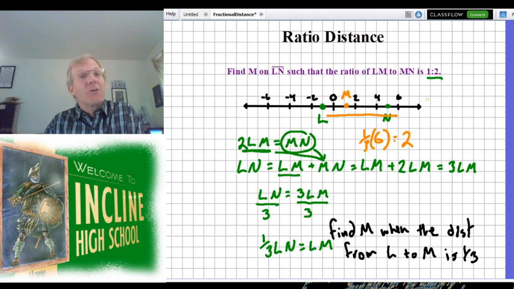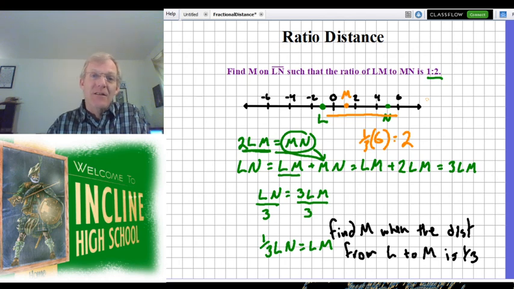Okay? So I hope this helps, folks. When it comes to doing this on a coordinate plane, it's just doing the same thing for the x's and the y's. You just have to do the process twice.